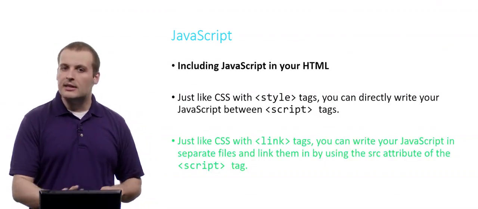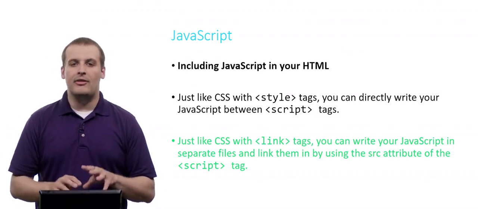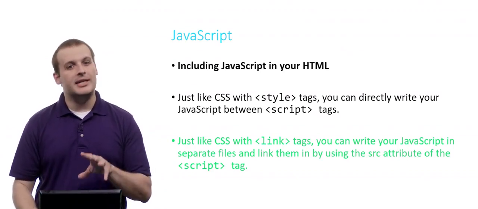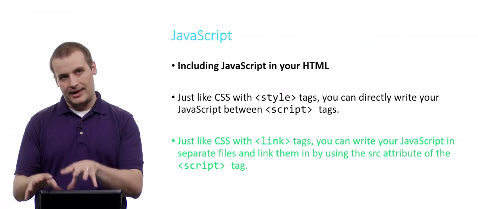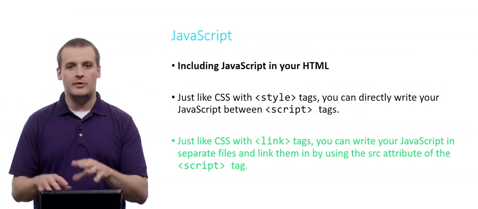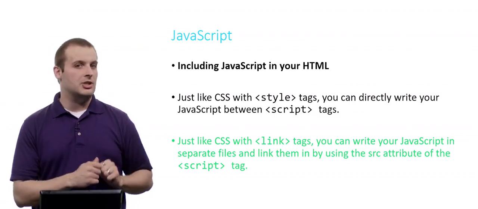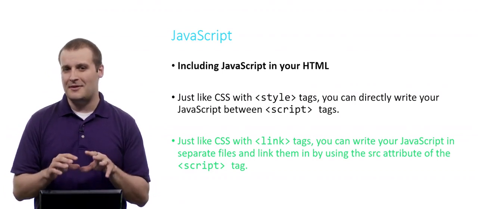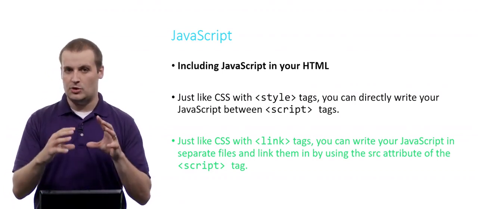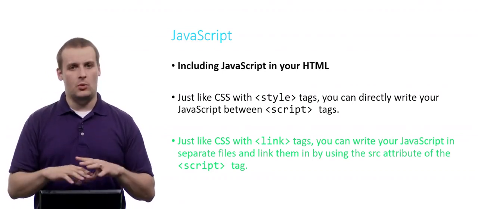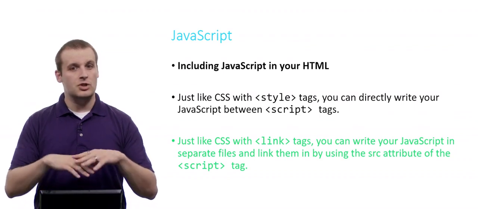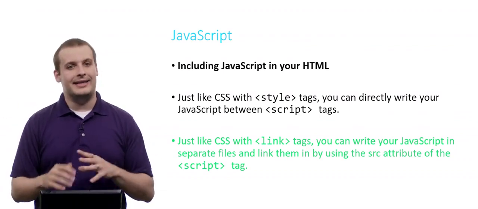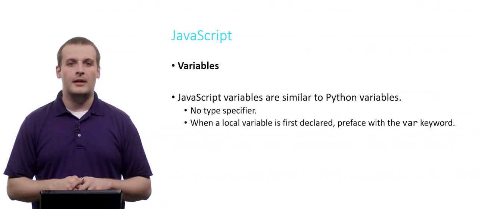In CS50, and really probably more generally, this is definitely the preferred way to go, particularly if you have a JavaScript file that might be used, or the contents of which might be used on different pages of your website. You don't want to have to write the JavaScript between the script tags on every single page. You want to be able to just refer to an outside file and link that in every single time.